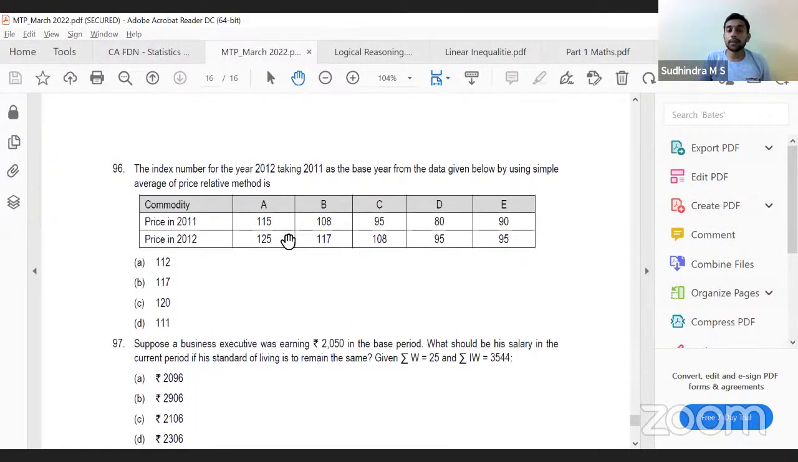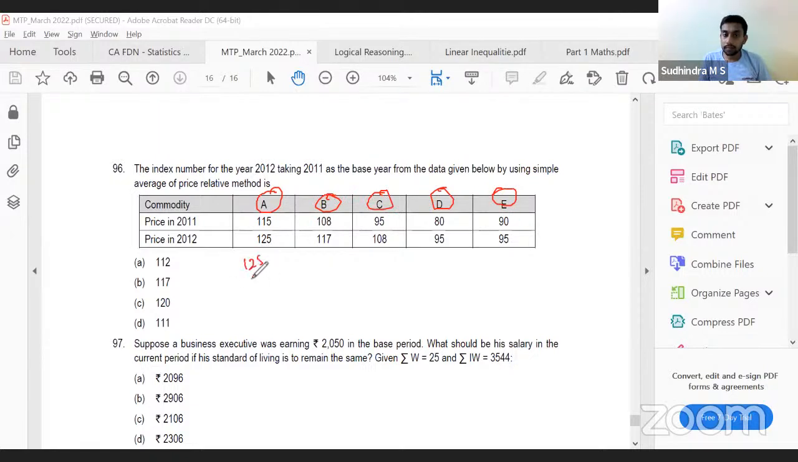Index number for 2012, taking 2011 as the base year, from the data by using the simple average of price relative method. So how do we calculate simple average of price relative? What are the steps involved? Calculate price relatives and average. Price relative for all individually, A, B, C, D, E, correct? So for A, how do you calculate price relative?